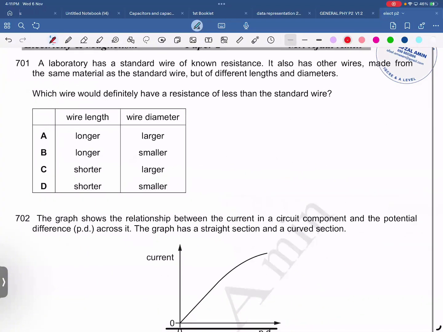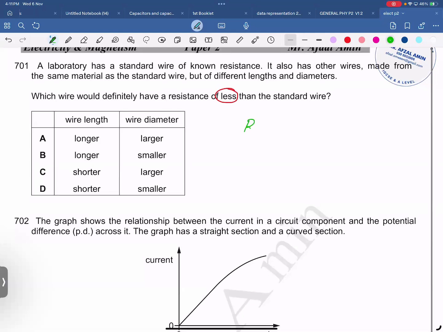Question number 701. A laboratory has a standard wire of known resistance. It also has other wires made from the same material as the standard wire, but different lengths and diameters. Which wire would definitely have a resistance of less than standard wire? Less resistance. You know, my dear students, the resistance is directly proportional to length. For less resistance, there should be smaller length. Option either C or D.